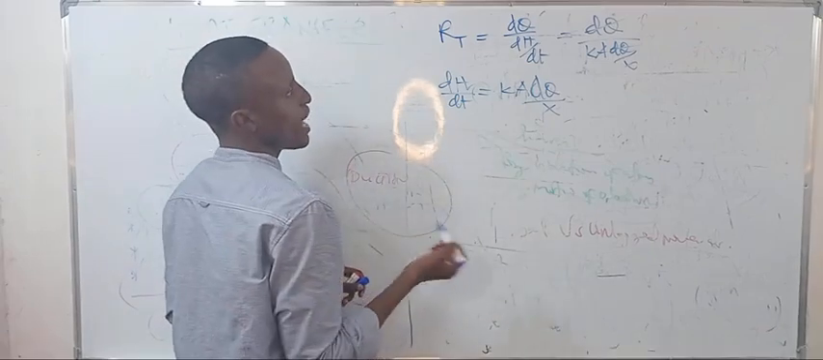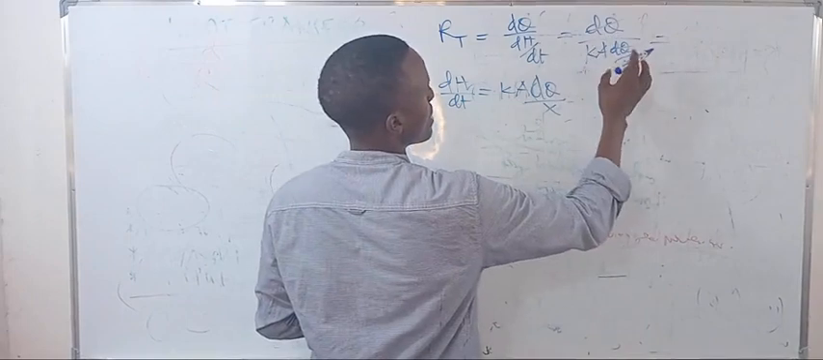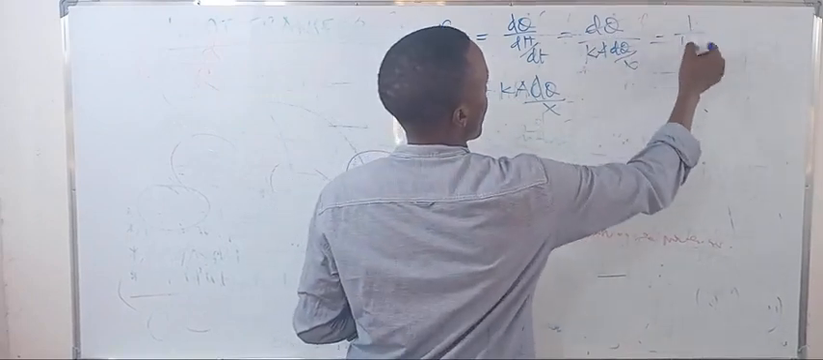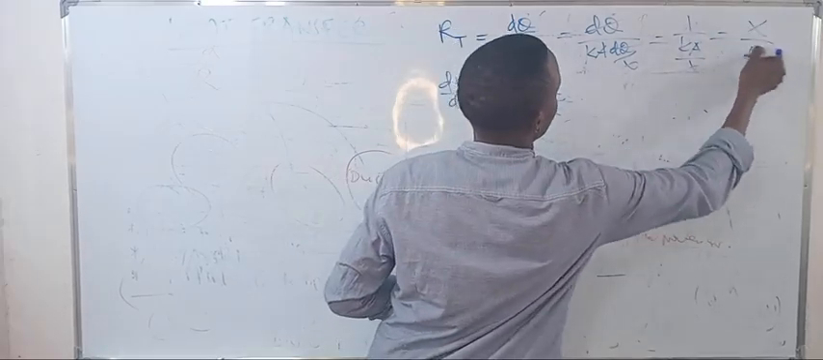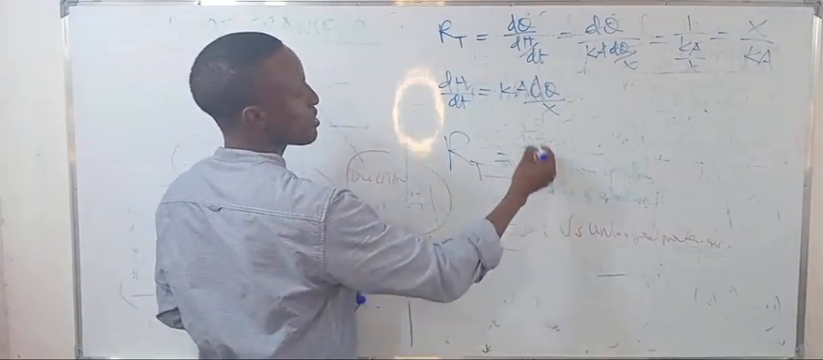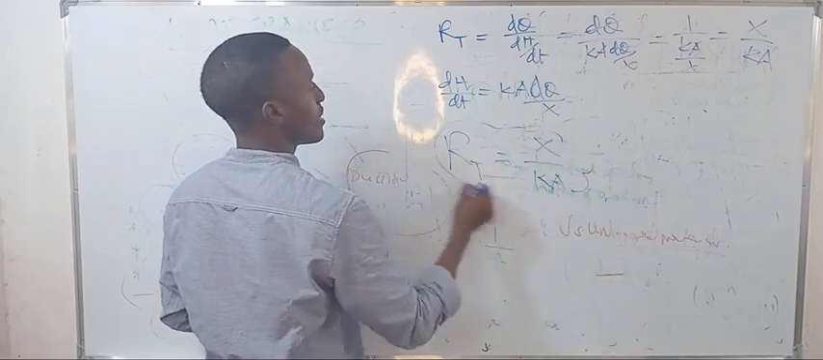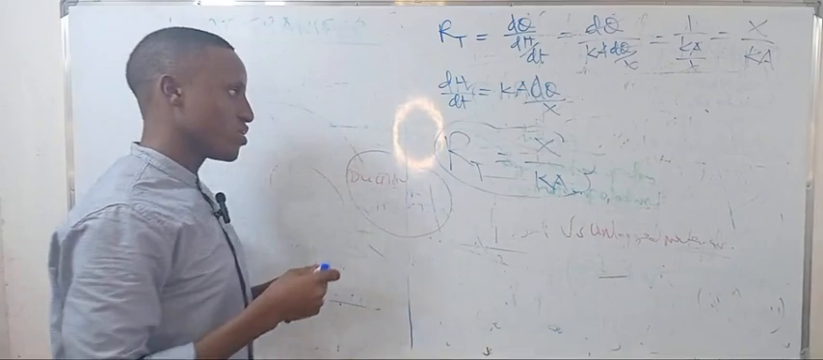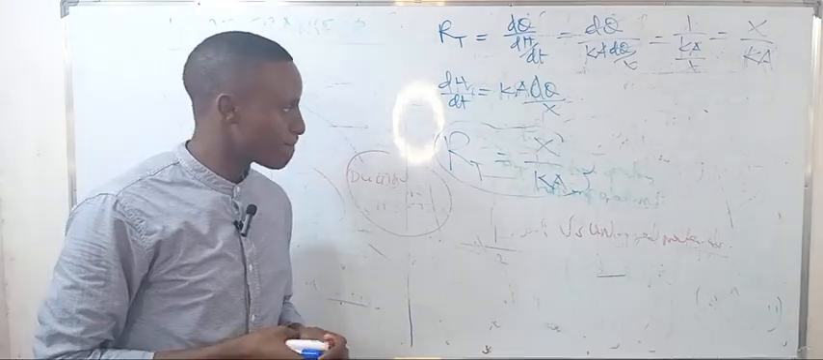So what do I mean? Meaning the thermal resistance now will just be 1 over KA over x. So this means it's just x over KA. So the thermal resistance will just be x over KA. That's all about the thermal resistance.